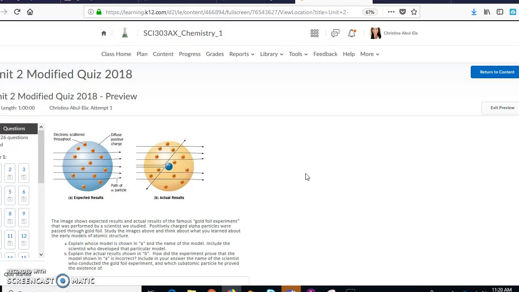In Part A, explain whose model is shown in A and the name of the model. Include the scientist who developed that particular model. Part B, explain the actual results shown in image B. How did the experiment prove that the model shown in image A is incorrect? Include in your answer the name of the scientist who conducted the gold foil experiment and which subatomic particle he proved the existence of.